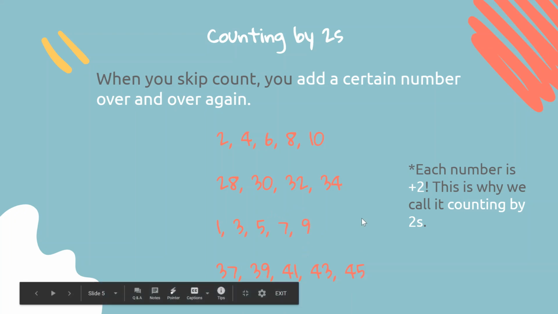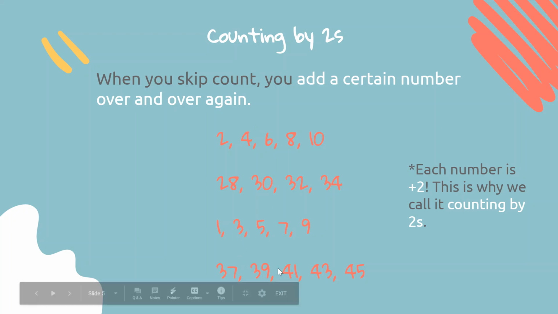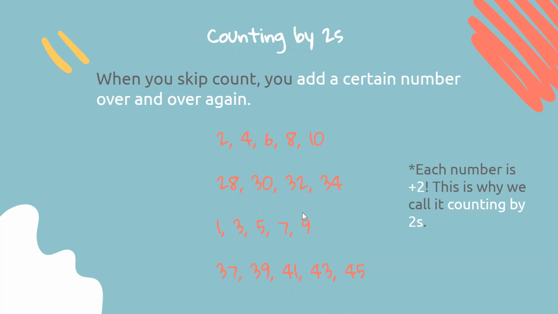One thing I want you to notice is how these 10 numbers right here are all even numbers. Counting by twos can really help us find the next even or odd number. Down here you can see that these are all odd. When you add 2 to 1, you get 3. So every time you add 2, you will get the same kind of number, either odd or even, each time.